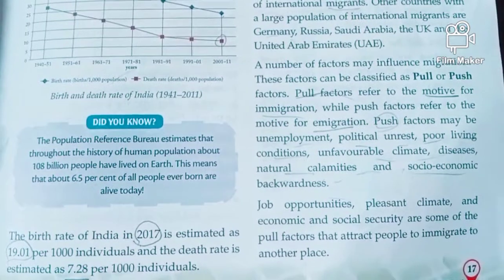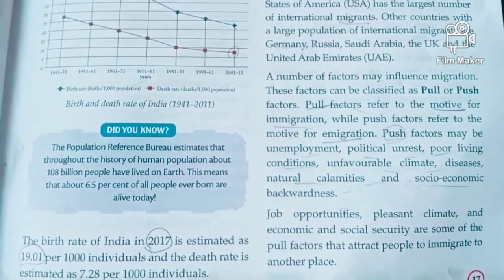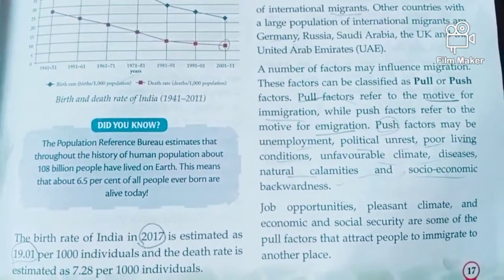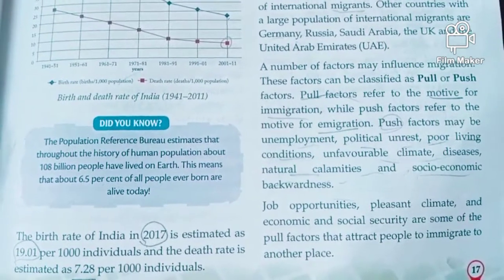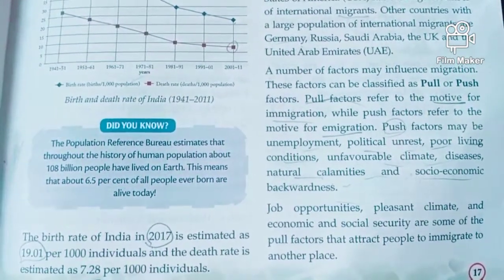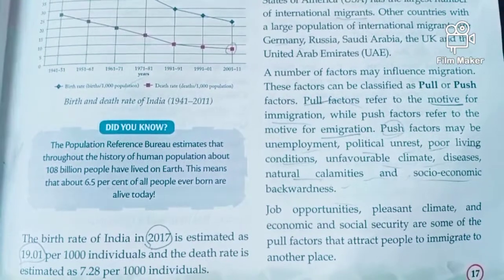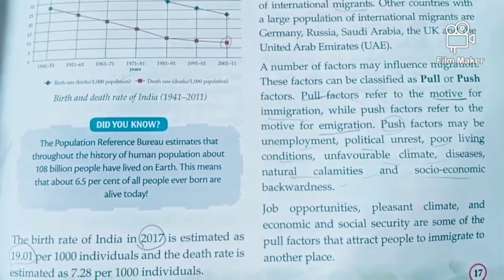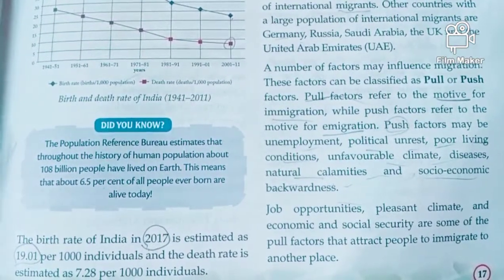So these are the two factors that affect immigration and emigration in these countries, causing fluctuation in the population of particular countries. So that is also important in population accumulation.